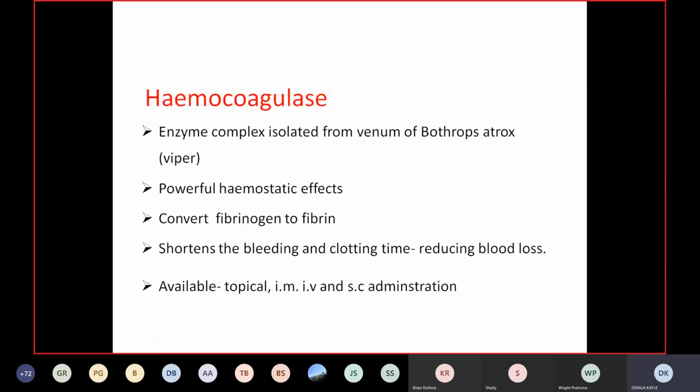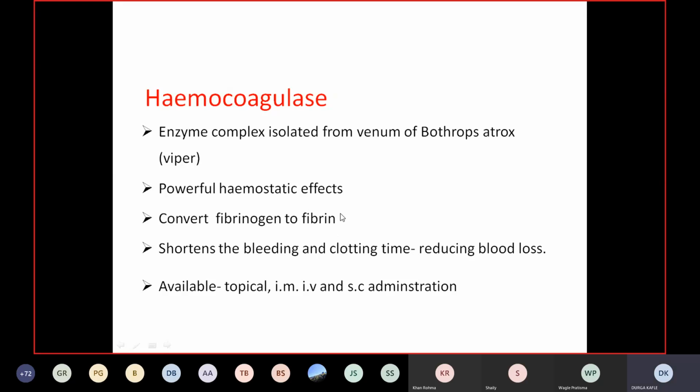Next, we have the hemocoagulase. This is also known as viper venom, because it is extracted from the venom of the viper. This viper species is Bothrops atrox. This is a type of viper, and from this viper the venom is extracted that helps in the clotting of blood. It is a powerful hemostatic agent which converts soluble fibrinogen into insoluble fibrin. It acts like thrombin, converting soluble fibrinogen into fibrin.